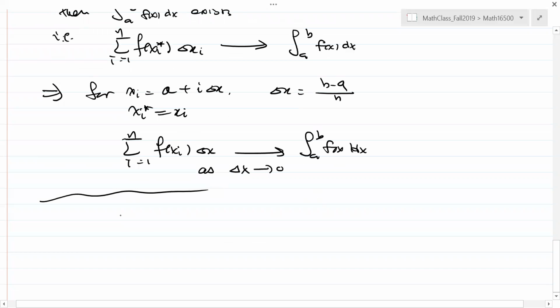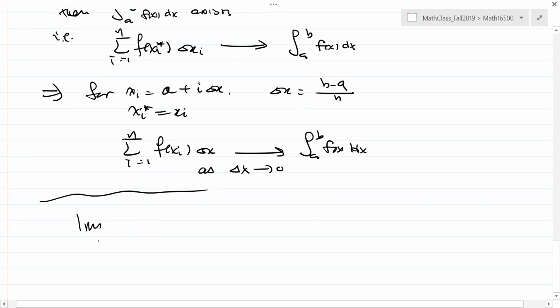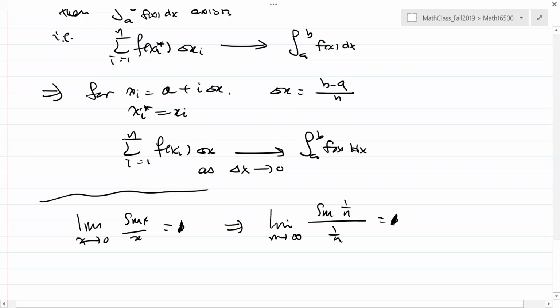Compare with the following. We know the limit as x approaches 0 of sin x over x is 1. This is true in general. But in particular, if you choose a special sequence, n approaches infinity, sin(1/n) divided by 1/n also equals 1, right? It's the same logic.